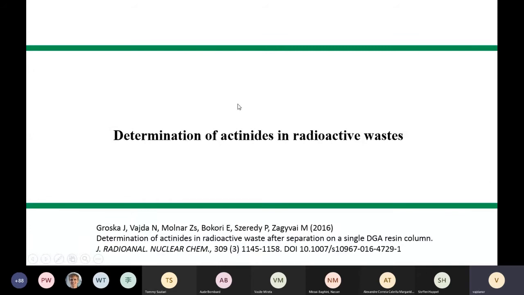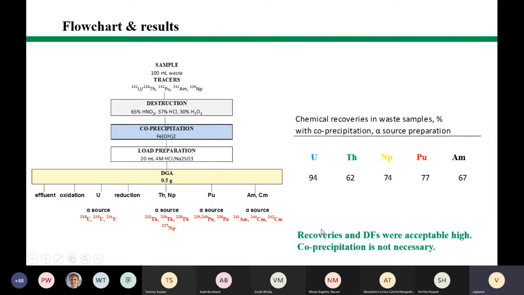Based on this chromatographic separation, we developed a procedure for the analysis of radioactive wastes. You can read more details about this procedure again in our paper from 2016. And a simple flowchart of the procedure you can see here. So samples, typically up to 100 milliliters of waste, are spiked and destroyed with conventional acid destruction. Actinides can be co-precipitated with ferrous hydroxide, and sometimes this step can be omitted from the procedure, and actinides are sequentially separated on the DGA column. These are the typical chemical recoveries, which are acceptably high.